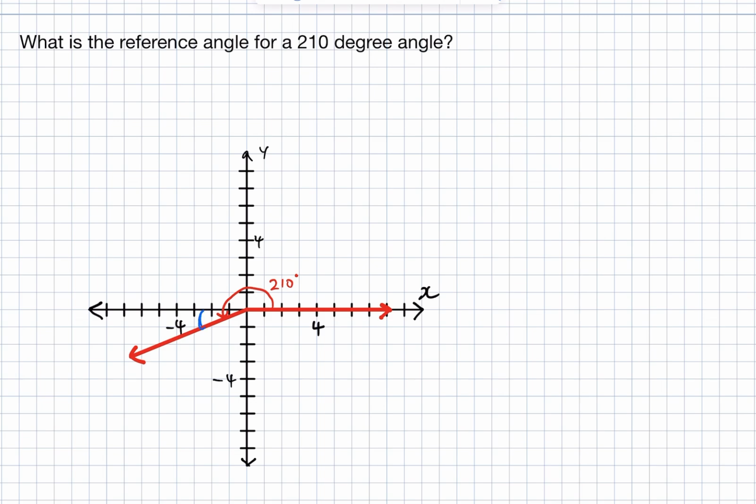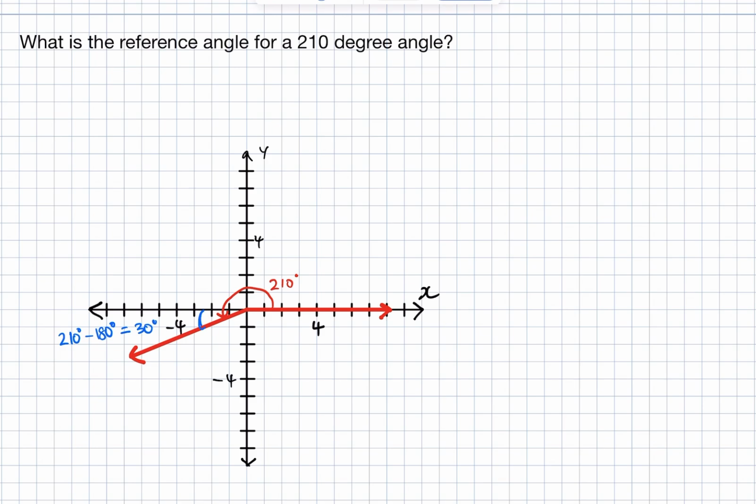So then my reference angle is going to be 210 degrees minus 180 degrees, and that gives me 30 degrees. Okay? So what we did was we took this entire angle, and we subtracted this angle here, and we're left with a balance of 30 degrees.